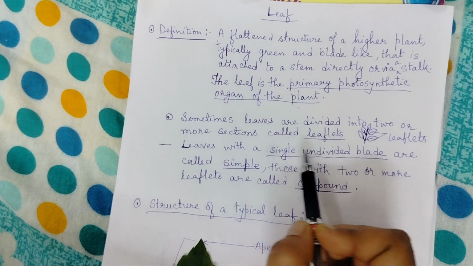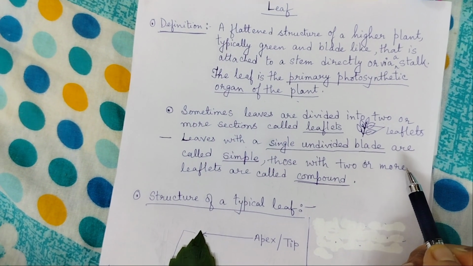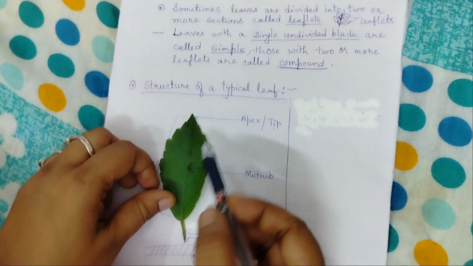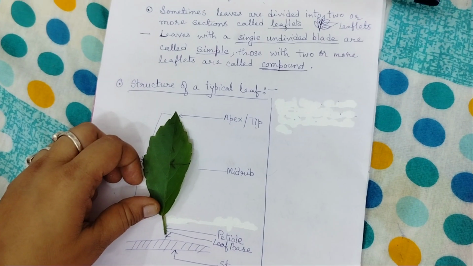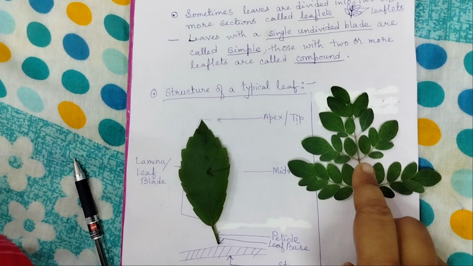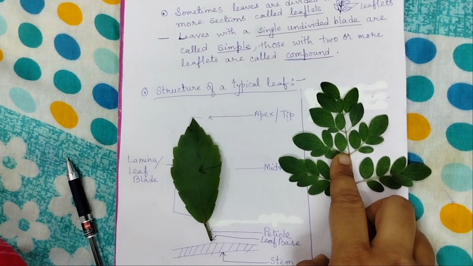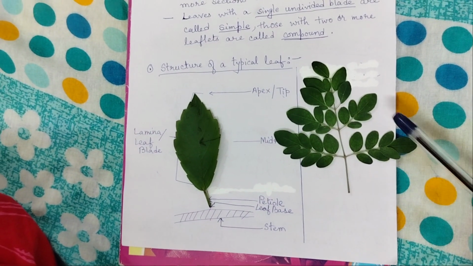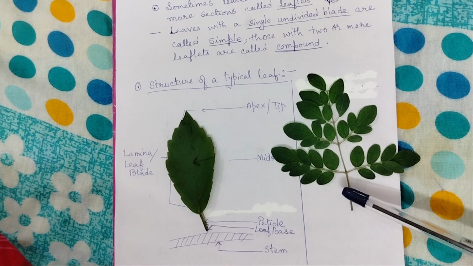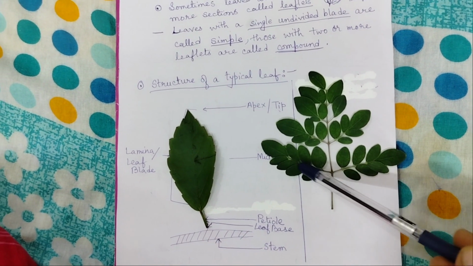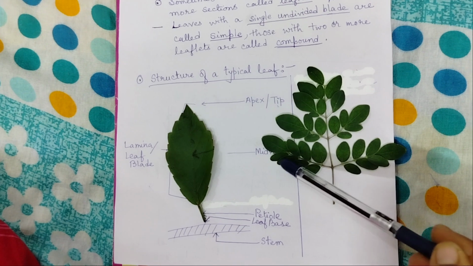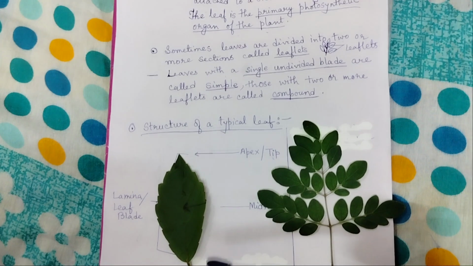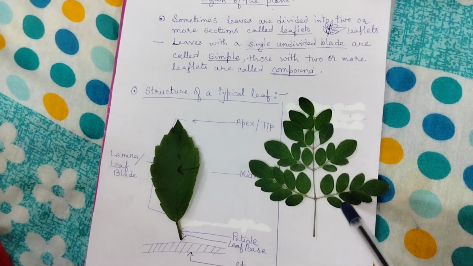Leaves with a single undivided blade are called simple leaf. This is the structure of a simple leaf. Those with two or more leaflets are called compound leaf. This is an example of a compound leaf. These are all leaflets. All of you see, these small leaves are known as leaflets. So all of you understood simple leaf and compound leaf.